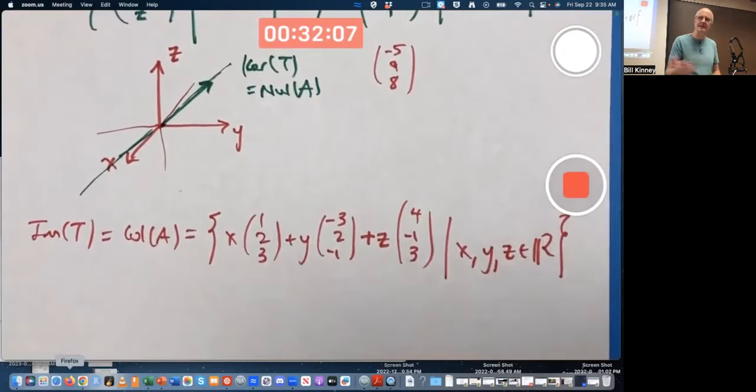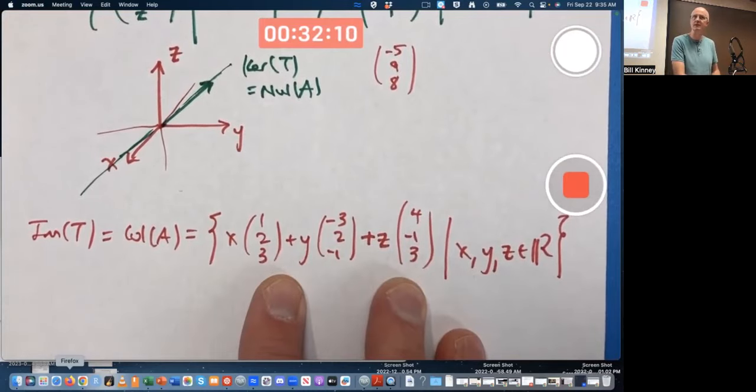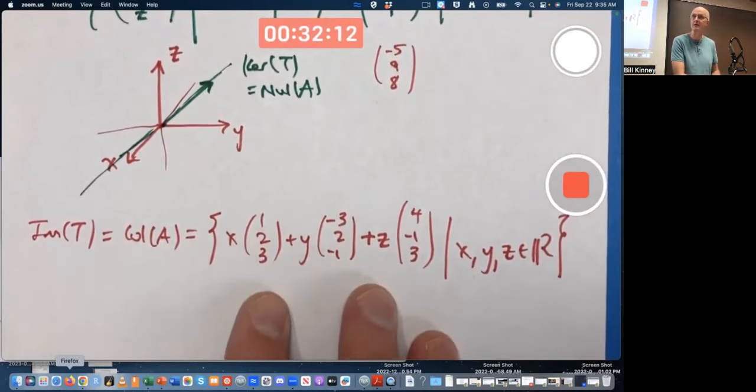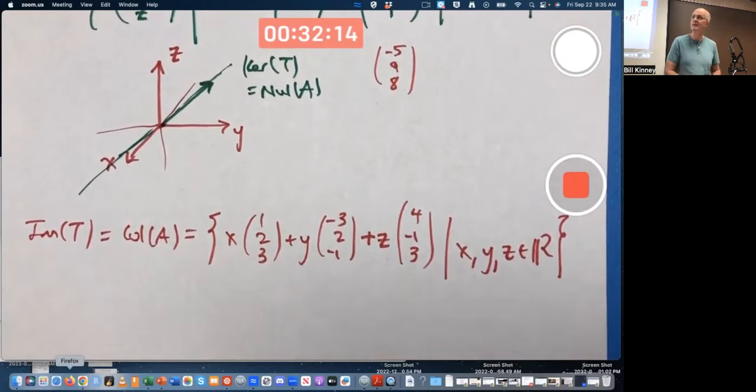You got 3 parameters, and typically with 3 arbitrary vectors, this is going to be all of R3. But these are not 3 typical vectors. They will lie in the same plane through the origin. Question?